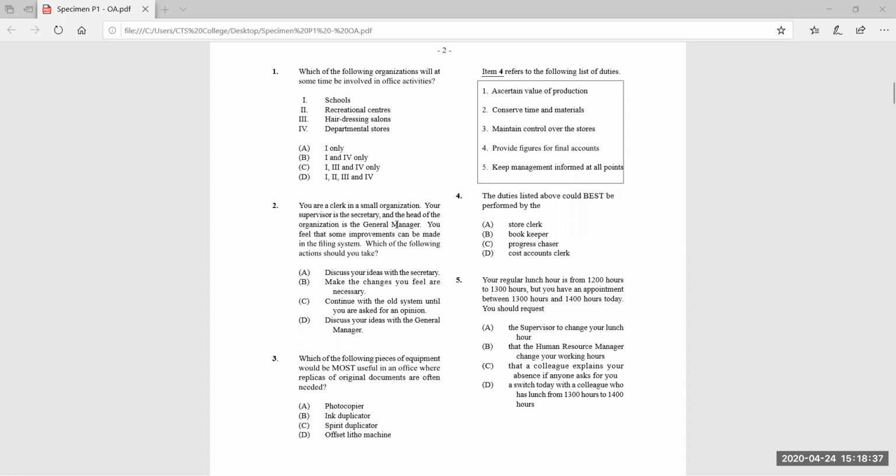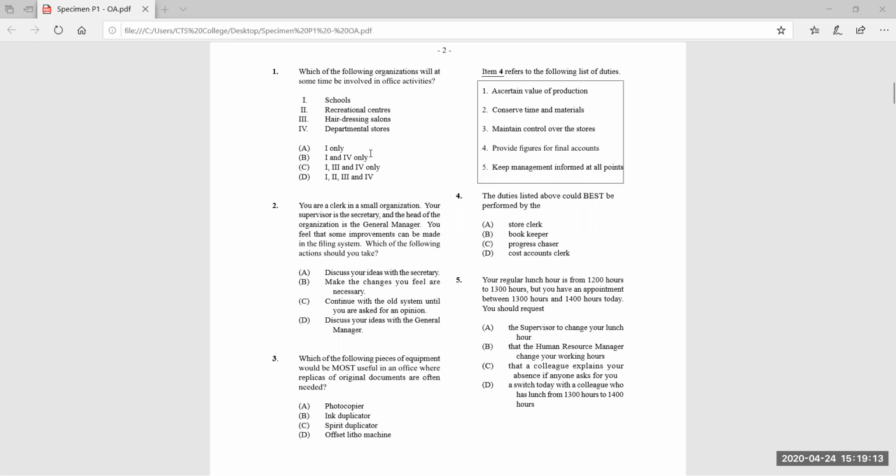Who is right above you, miss? Supervisor. Right. Therefore, if you're following the chain of command, the clerk is third. Second in line, we have the supervisor, who is also the secretary, and above the secretary, we have the general manager. Therefore, if you have something to discuss, you will take it first to the secretary. Understood? And the secretary in turn will then take it to the general manager. Do we understand that chain of command, guys?